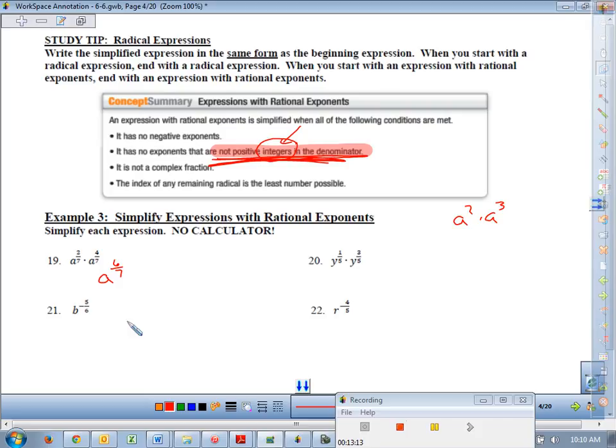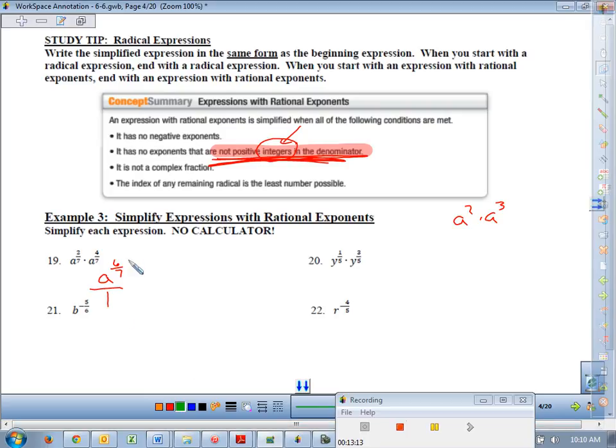6/7. Is that a good answer? Do you have a rational exponent in the denominator of this? Here's the denominator. Do you have a rational exponent in the denominator? You do? It looks to me like there's a 1 in the denominator. Yes or no?